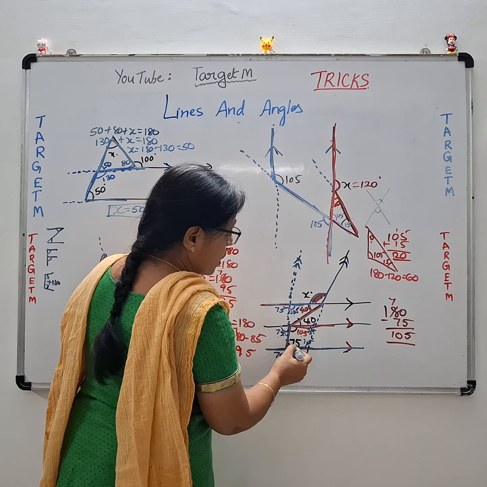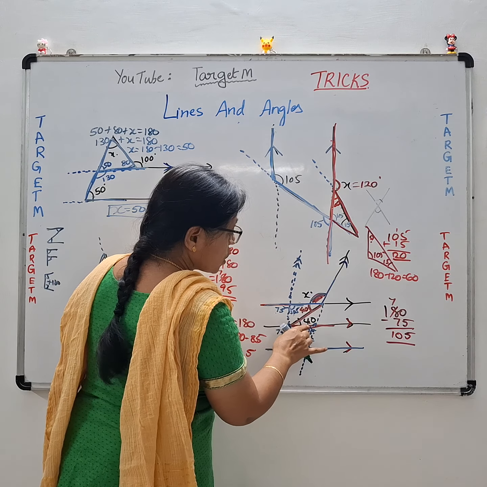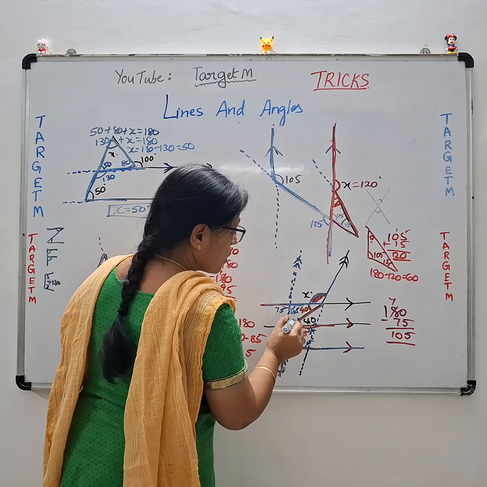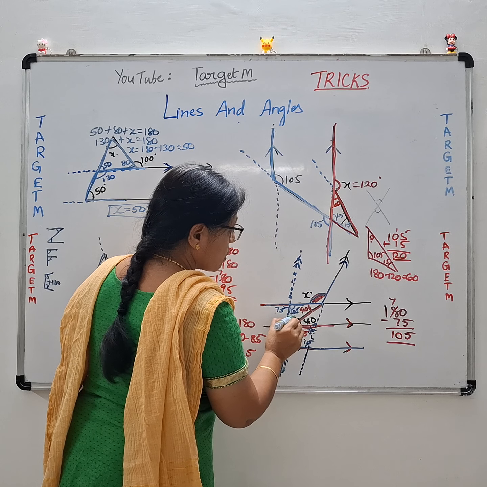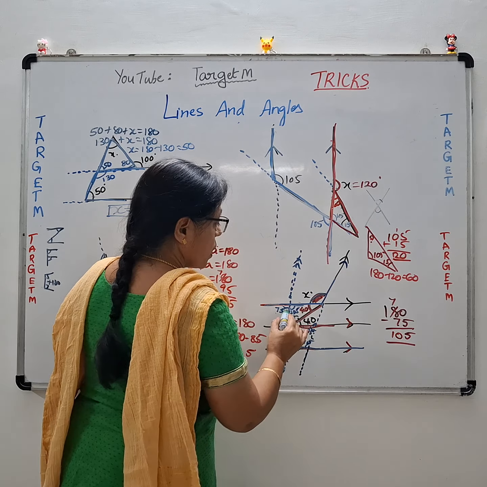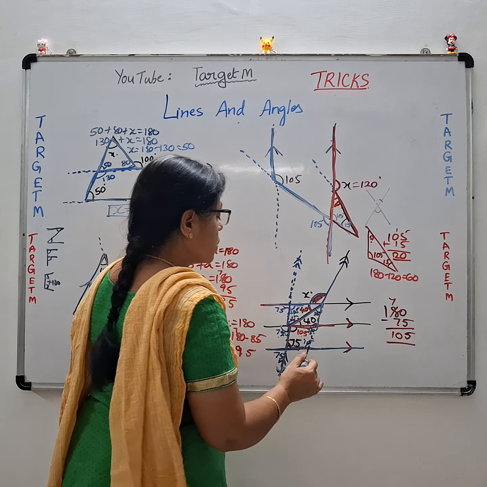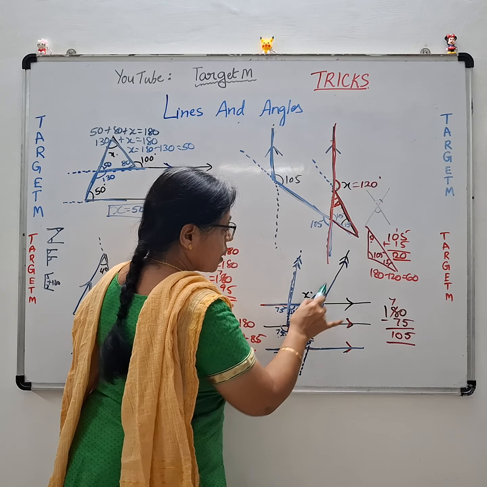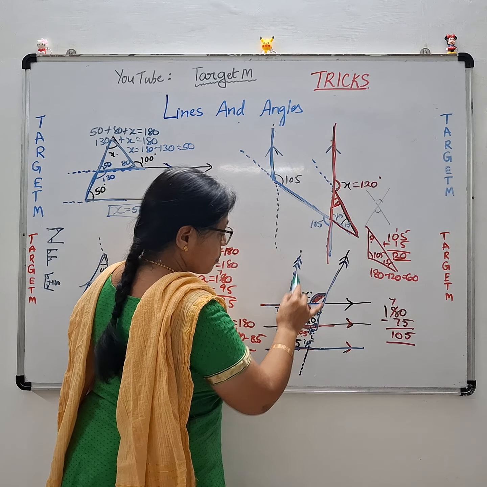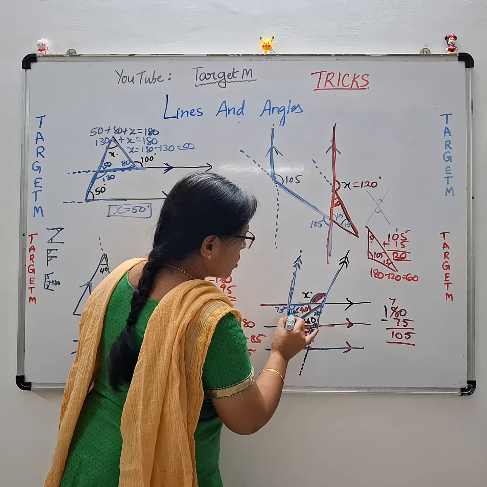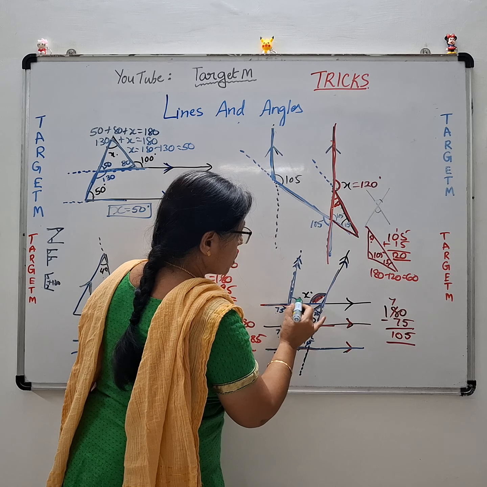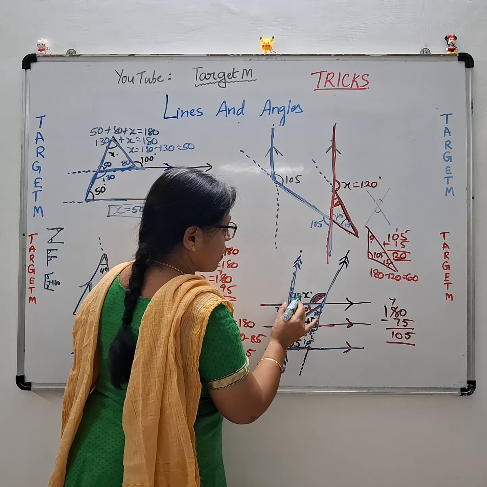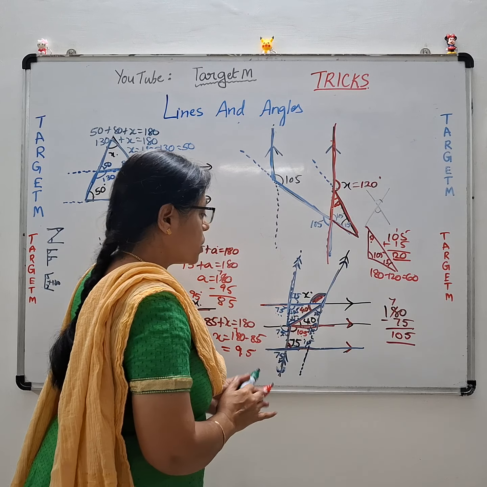But here 75, this portion we got as 40. So this portion will be 35. Now, can you see a Z shape here? Therefore, this also will be 35. Now, the concept is, this is also a parallelogram. So, meaning parallel lines are given. Now, if this is 105, how much will this be? This will be 75. These two are vertically opposite.